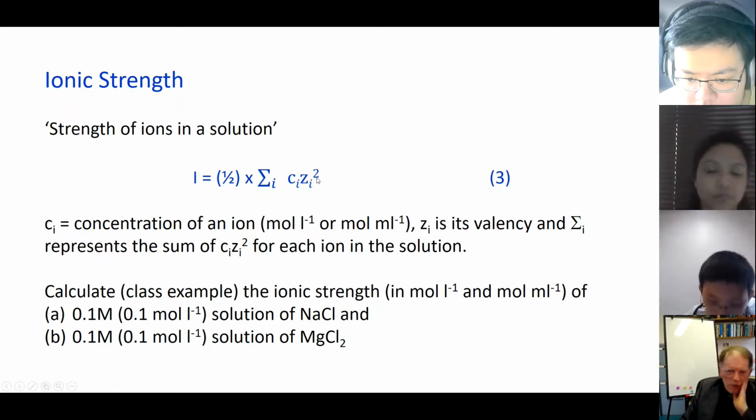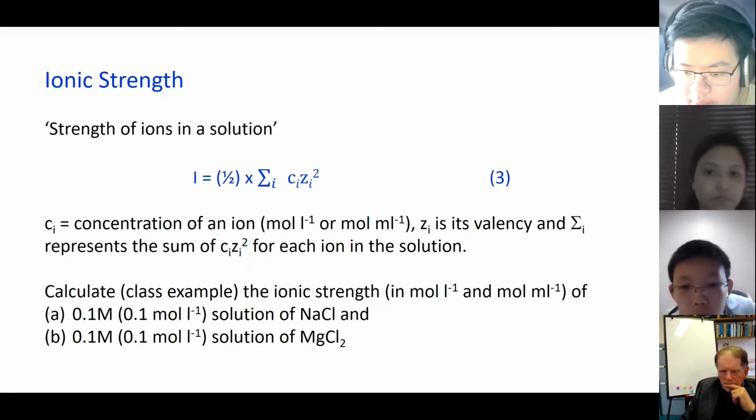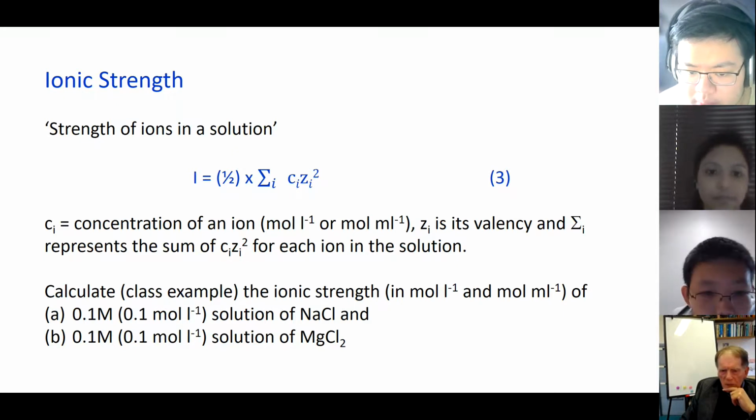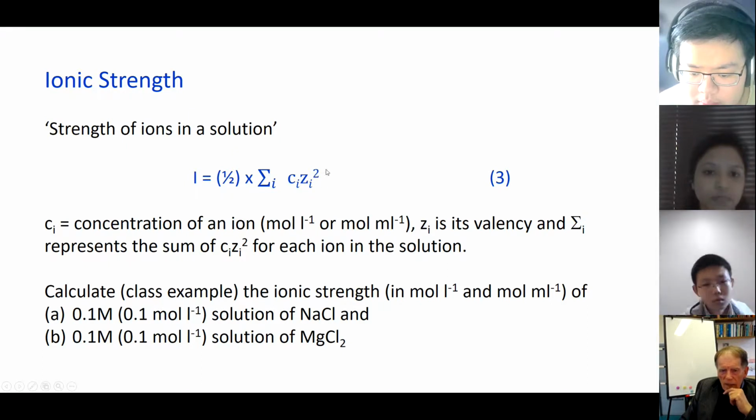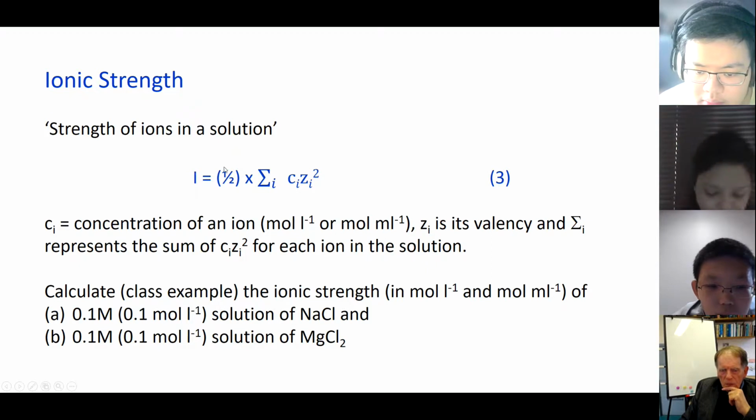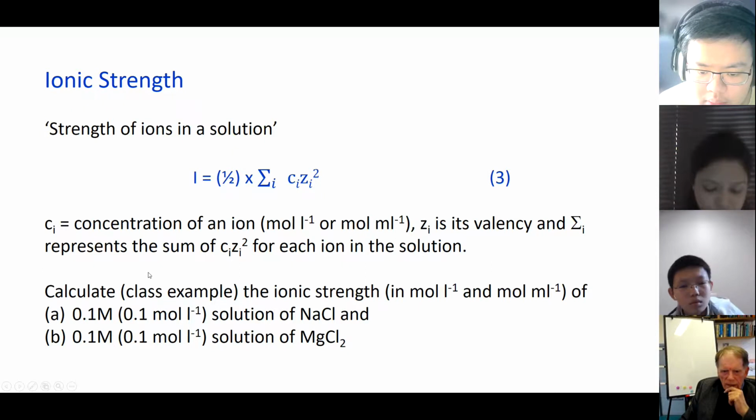So if it's sodium, it's 1. If it's magnesium, it will be 2. And it's the square of that valency. And so you do that for one ion, and you do that for the other ions that are present in the solution, and add them all up. And then multiply all that by a half, and that gives you the ionic strength.